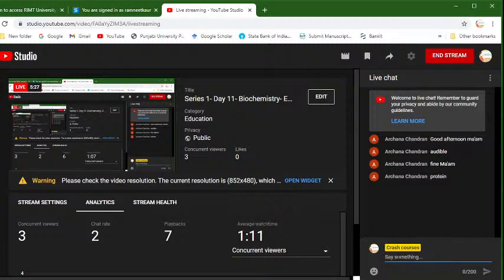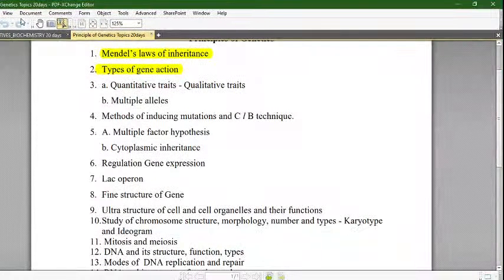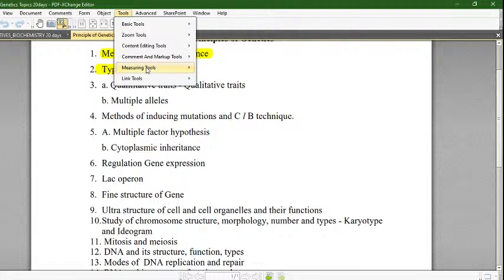So have we completed the protein part? Yesterday we just started from here, so we will just start from there.